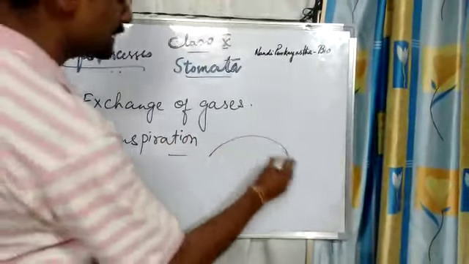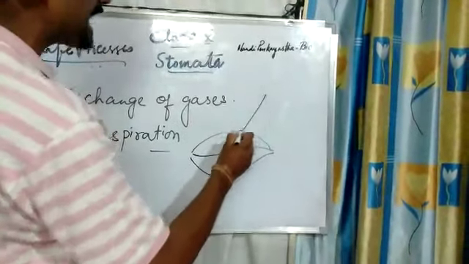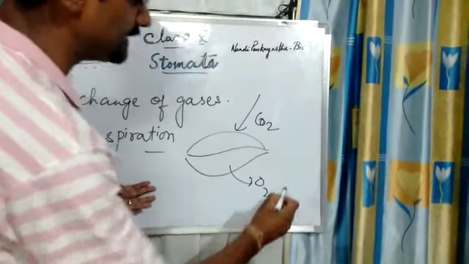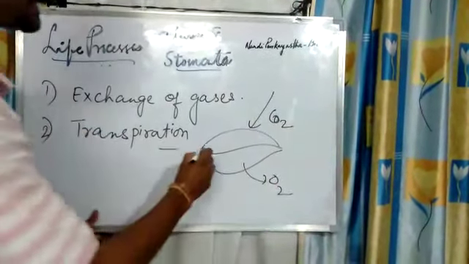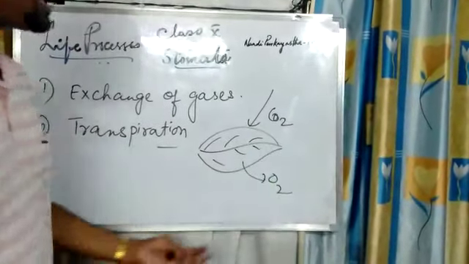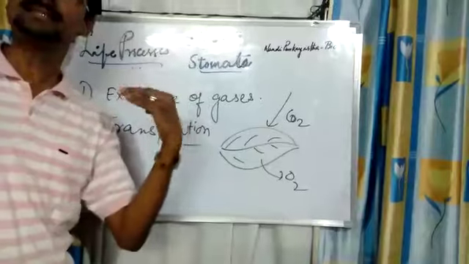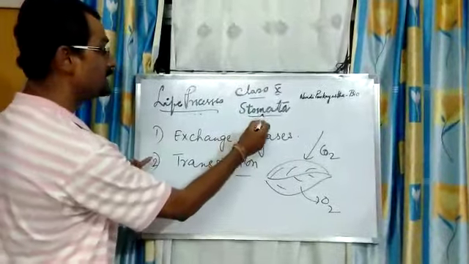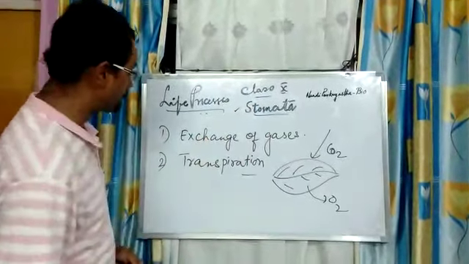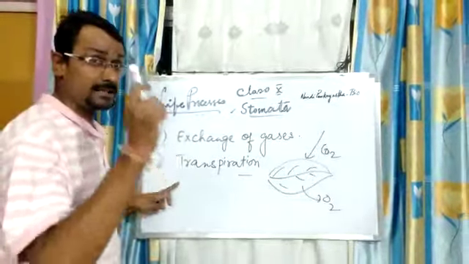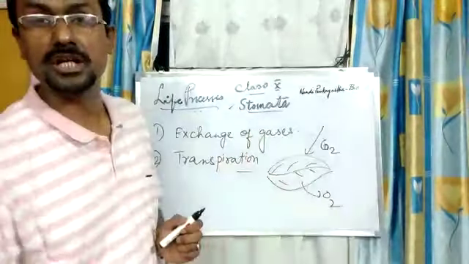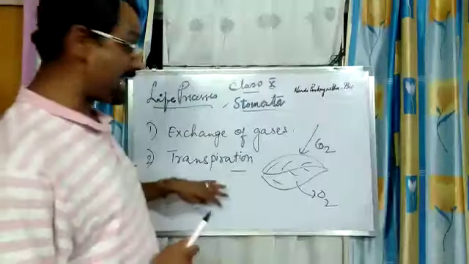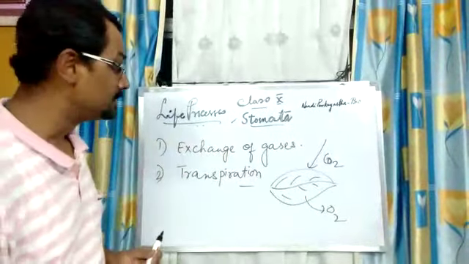Exchange of gases means the leaf takes in carbon dioxide to carry out photosynthesis and gives out oxygen in the process of photosynthesis. Again, for respiration, the plant takes in oxygen and gives out carbon dioxide. That is the exchange of gases, which is done through stomata. Transpiration: another question you need to know, what is transpiration? It is the loss of water from the plant body in the form of vapor.